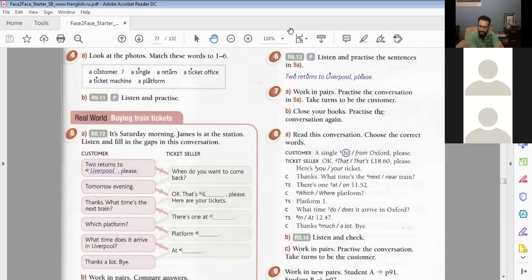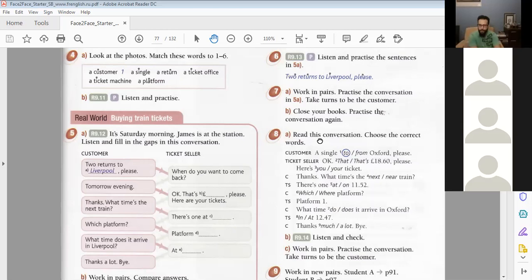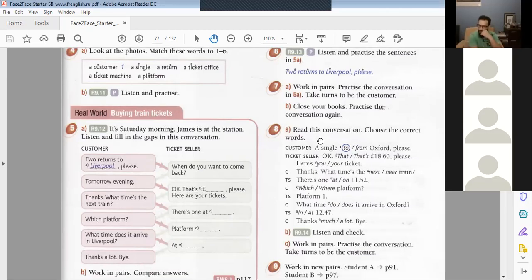Okay, let's repeat it again. So I want you to listen to these sentences. Listen and repeat. Media, can you hear us? Can you hear us, Media? Yes. Okay, so we're going to listen to this conversation. I want you to listen and repeat, okay?